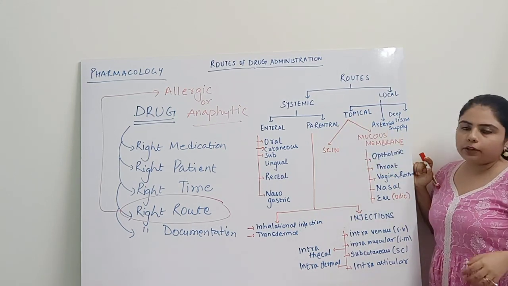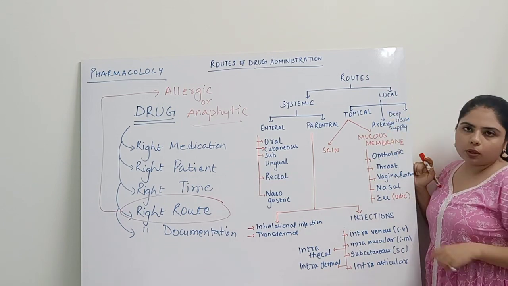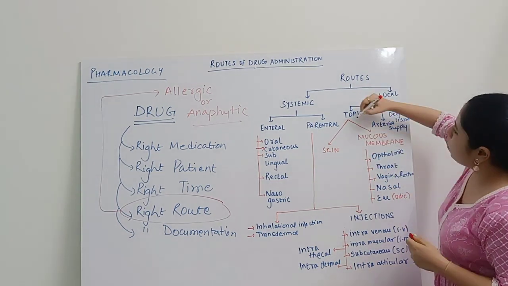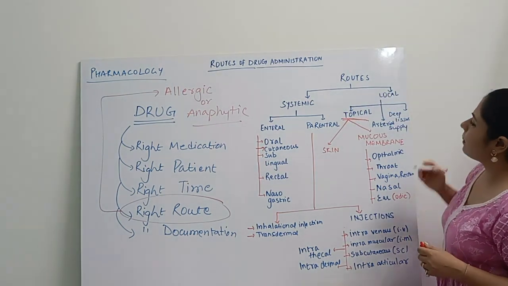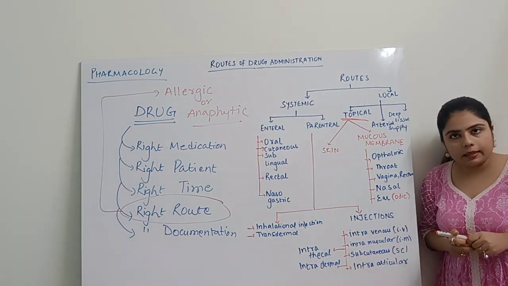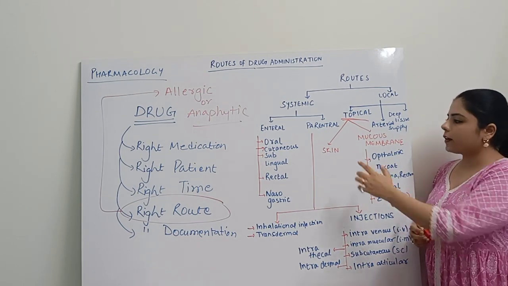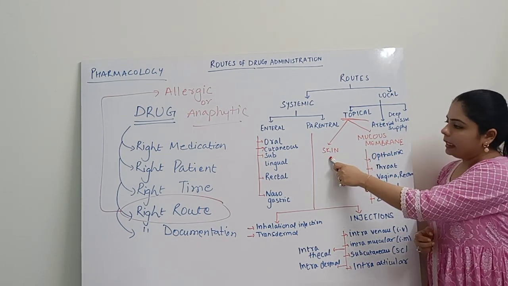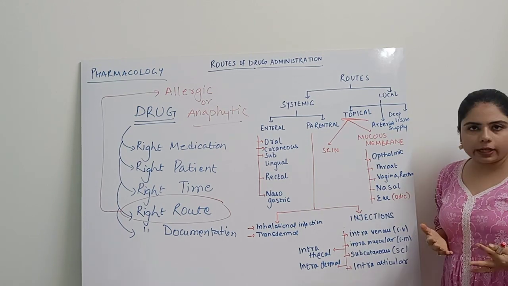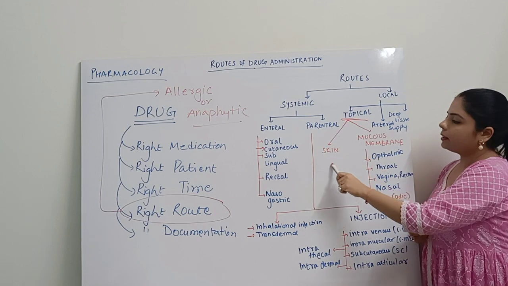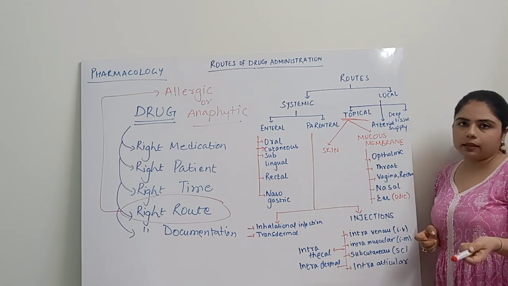Now we come to the third type of local administration. This is topical. We all understand the word topical. Topical means something which is on the surface, right? In case of topical administration of a drug, it is further classified into two different types. One is skin, like ointments, gels, creams, right? They fall into the category where the drug is administered on the skin.